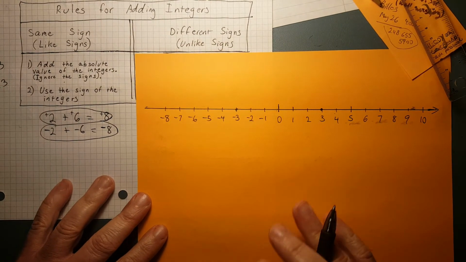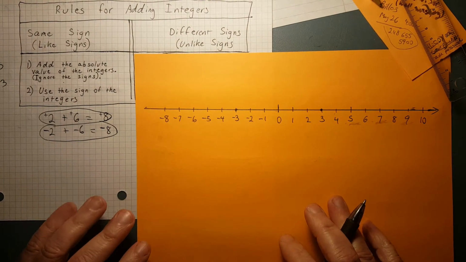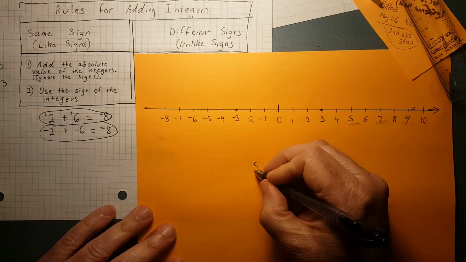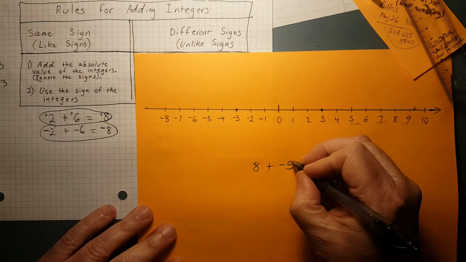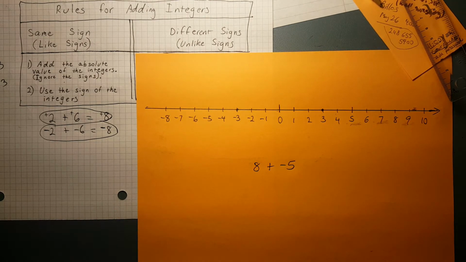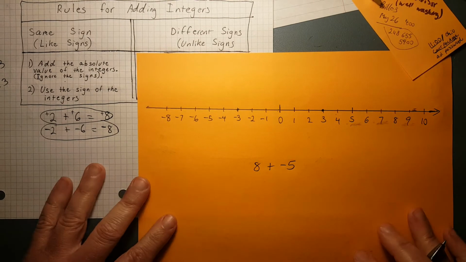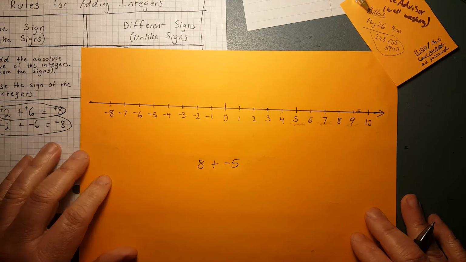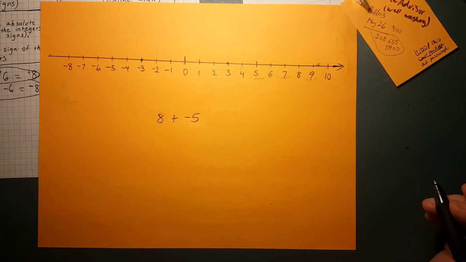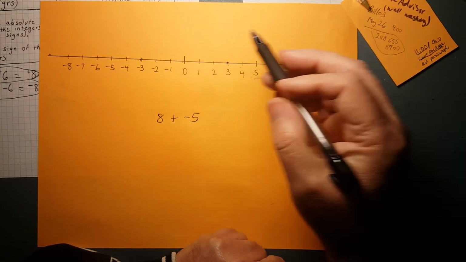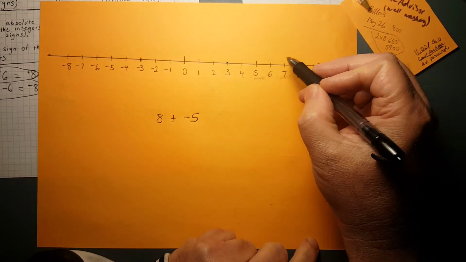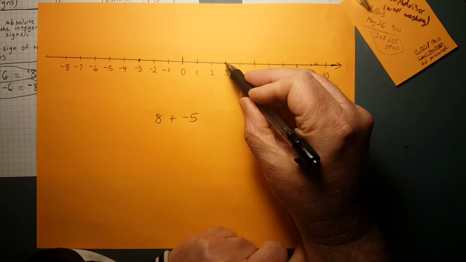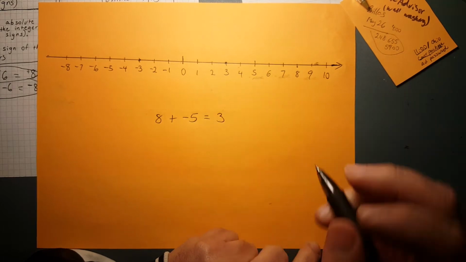Now it gets a little bit trickier if they have different signs. Let's say we're doing a problem such as 8 plus negative 5. Let's figure out the answer for that first. On our number line, we start at 8. For adding negative 5, we're adding a debt of 5, so we go left 5: 1, 2, 3, 4, 5. The answer is going to be positive 3.